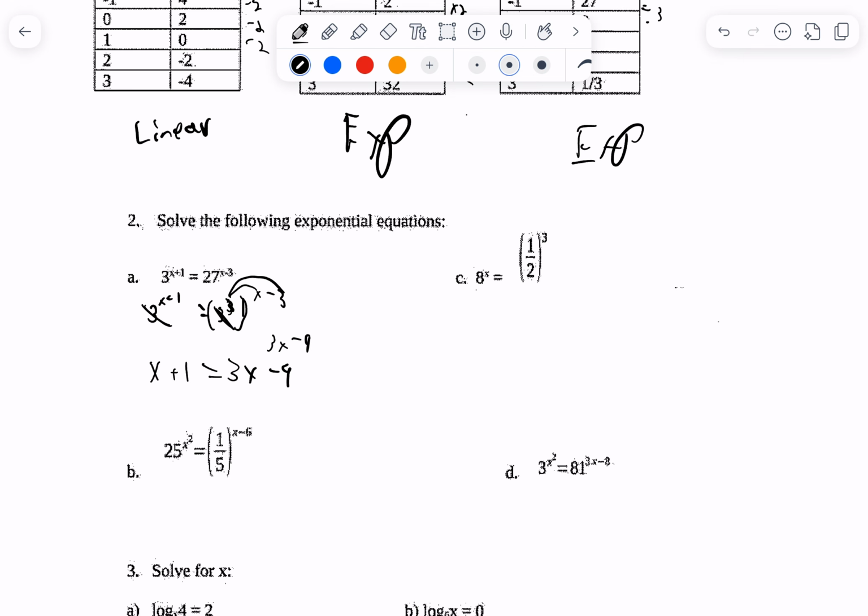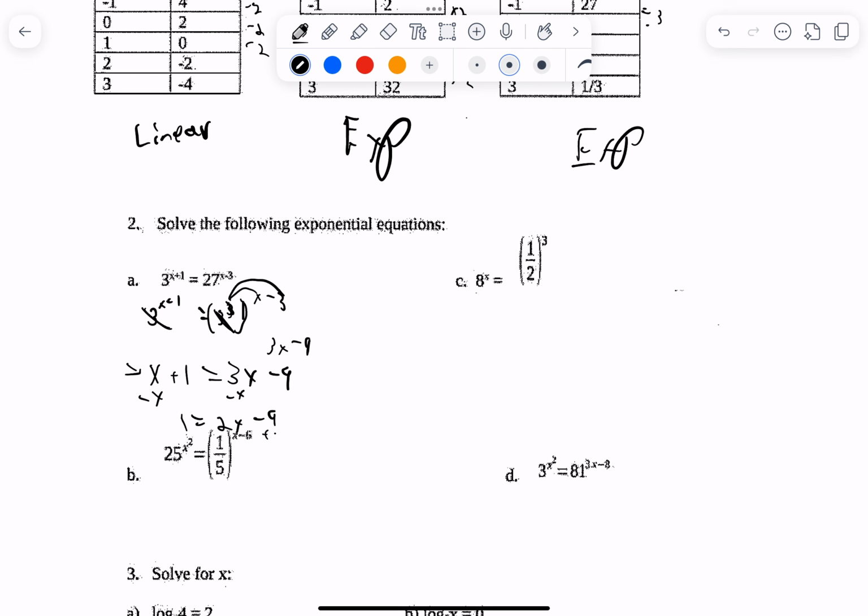So now we can solve that, just a normal equation. Let's get rid of this x over here, so we're going to do minus x on both sides. Now we have 1 equals 2x minus 9. Then we're going to put the 9 on the other side, so plus 9 on both sides. We got 10 equals 2x. Now we divide by 2 on both sides, just like normal simplification. 5 equals x. And that is the answer.